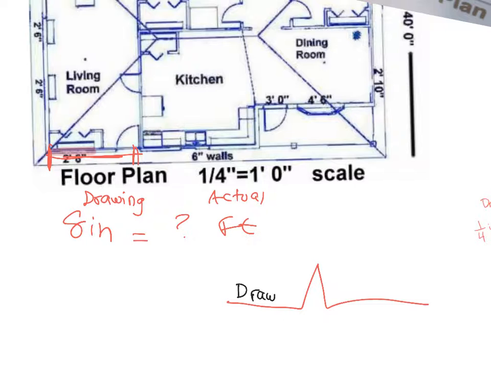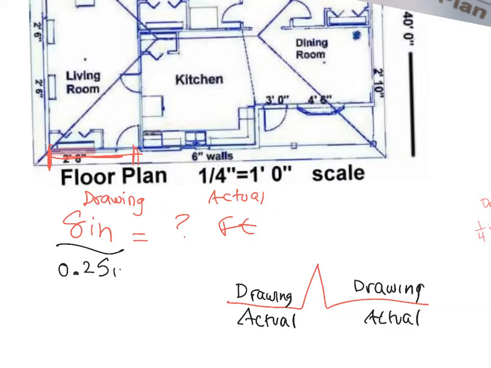The drawing is related to the actual in the same way that the drawing is related to the actual. 32 feet. So the 8 inches of the drawing is related to my unknown in the actual in the same way that a quarter of an inch, as it says on the scale, is related to 1 foot.